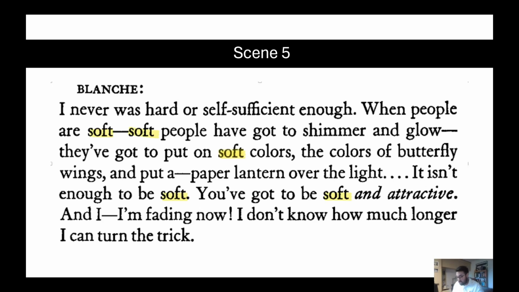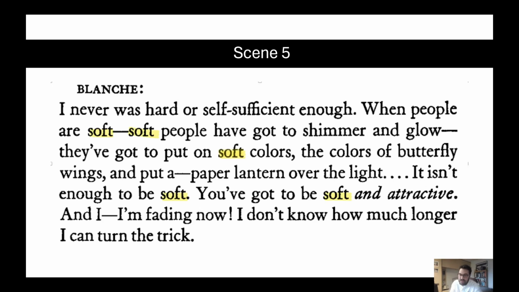And in scene 5, although we become aware of this much sooner, this is one of the scenes in which we get a glimmer of truth from Blanche. She spills out some of her emotions a little more clearly than in other parts of the play to Stella. And she admits here that she was never hard or self-sufficient enough. She mentions the idea of being soft, and soft people shimmering and glowing. Notice this repetition of soft people, soft colours, soft and attractive. She basically admits here that she wants to shimmer and glow. She wants to appear soft and attractive. Notice also that she mentions the colours of butterfly wings. She wants to put a paper lantern over the light of the truth.